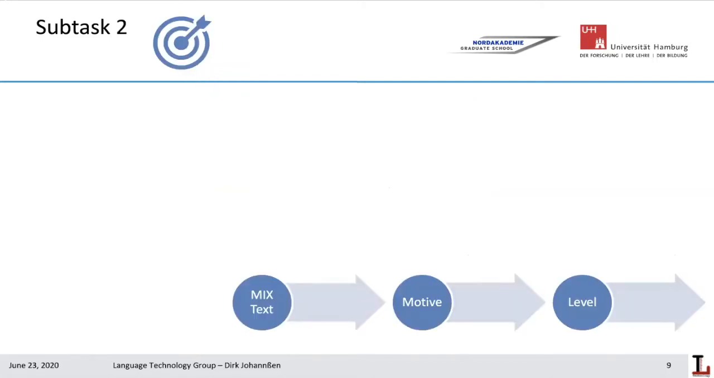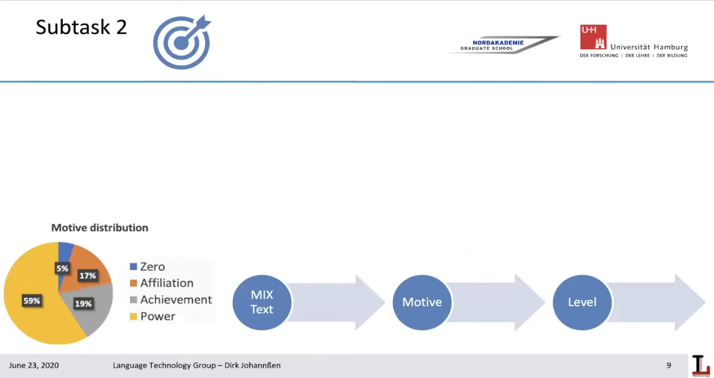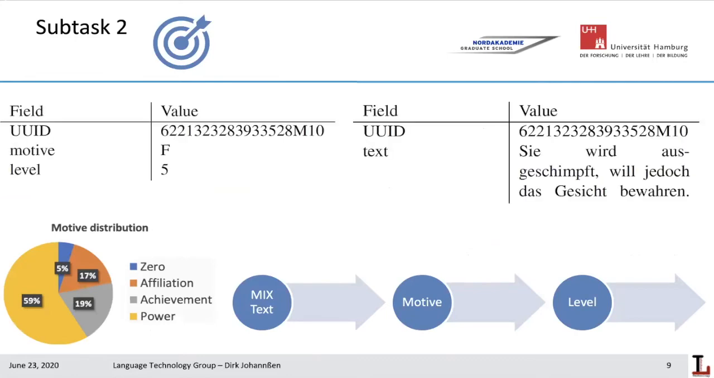The data for the second subtask was provided with the first file containing a unique ID, a motive level, as well as a level label, and a second file containing the corresponding unique ID and an implicit psychometric text. Participants of the shared task had to handle imbalanced data and had the choice of either targeting all 30 classes at once or a combination of multiple classifier systems.